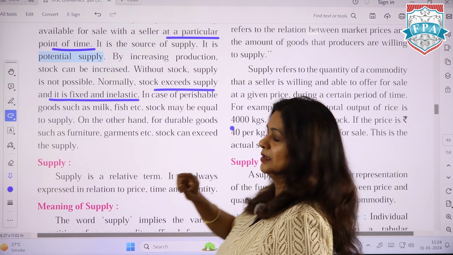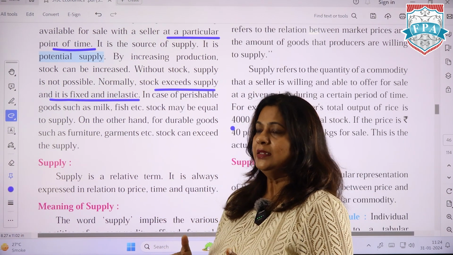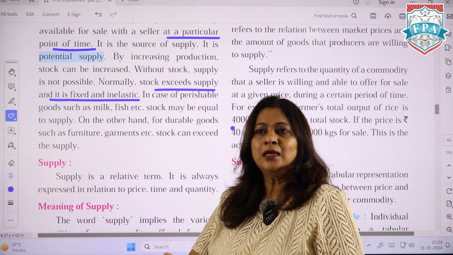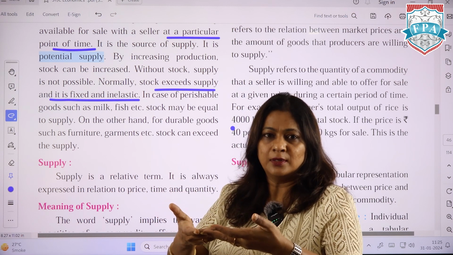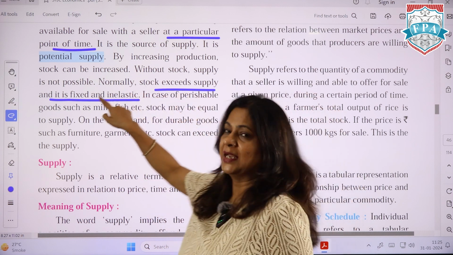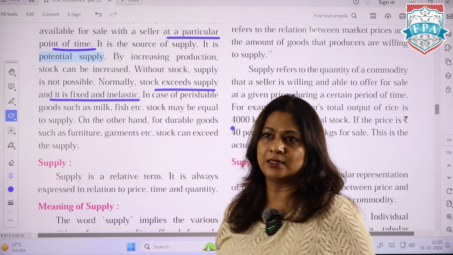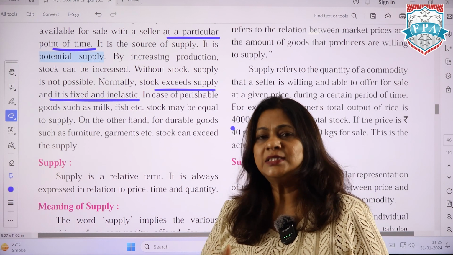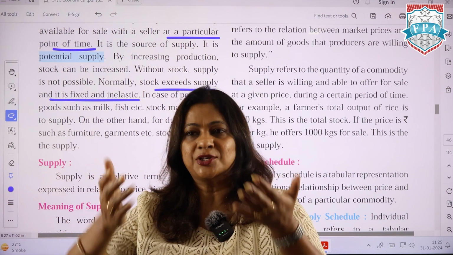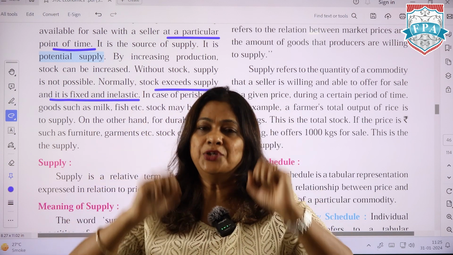Now, a very important thing about stock. You can increase your production and you can increase your stock, right? So stock exceeds supply and it is fixed and inelastic, because it has got no relation to the goods which you're going to sell. You can increase your production and you can actually increase your stock.